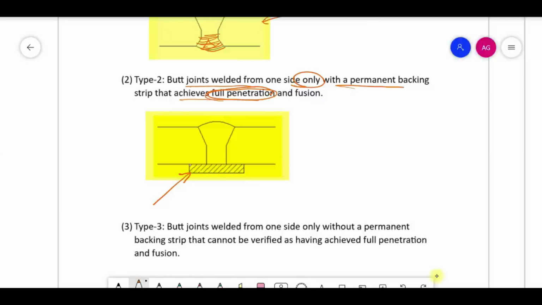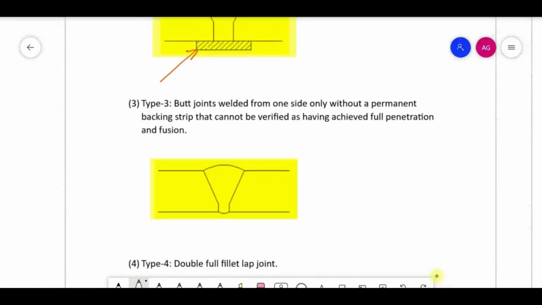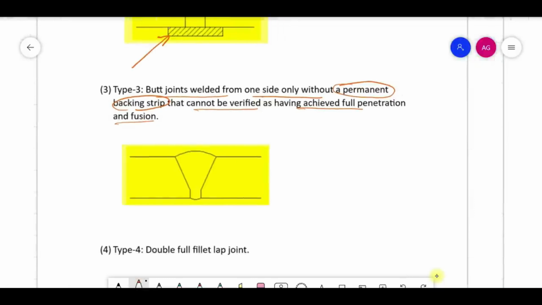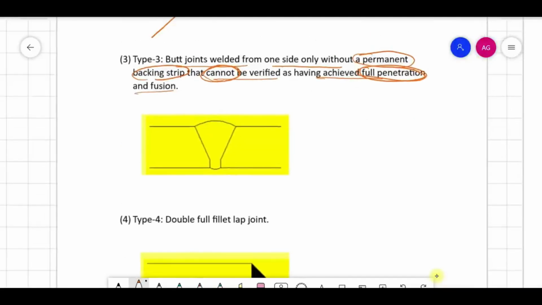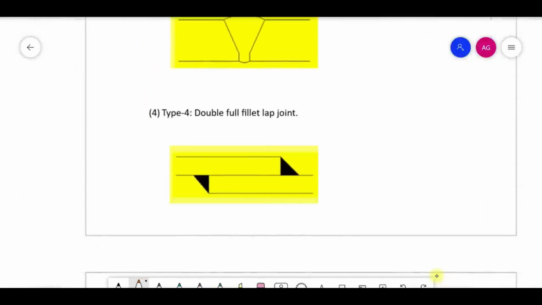There are different types of welding. What is the type 3 joint called? It is a butt joint welded from one side only without permanent backing strip that cannot be verified as having achieved full penetration and fusion. So this is also a butt joint, but here there will not be a permanent backing strip, and we will not be able to see from the other side whether it has got full penetration or not, whether fusion has been achieved or not. This is the type 3 joint.